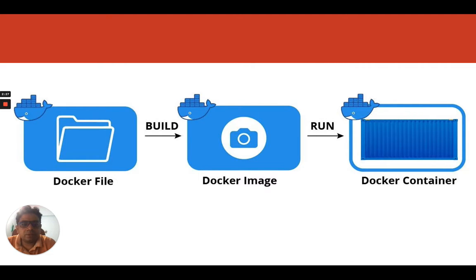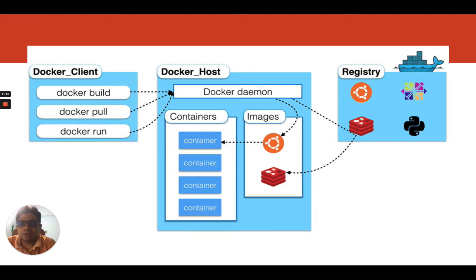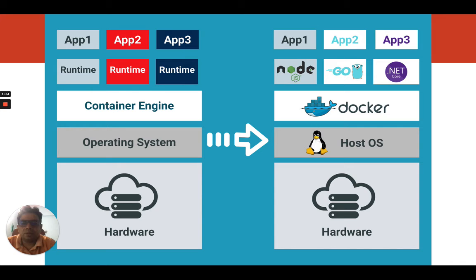Now, if you need to use Docker, then you need to create a Dockerfile. When it builds, it creates the Docker image, and that runs inside the Docker container. There are typically three things in Docker: the Docker client, which builds and runs, then the Docker host, which consists of multiple containers, and then the registry. The registry is a public space where you can host, or sometimes it is private as well, where you can keep multiple things.